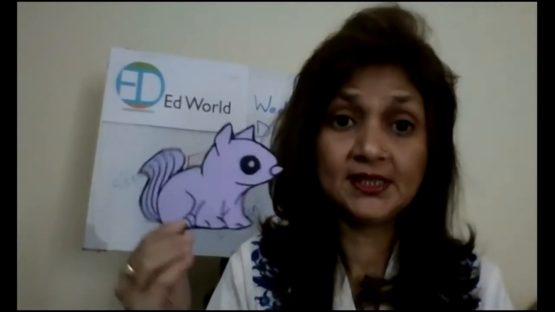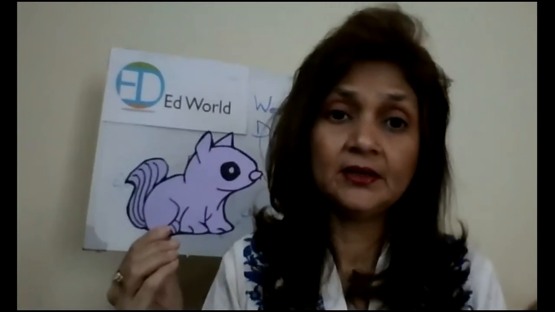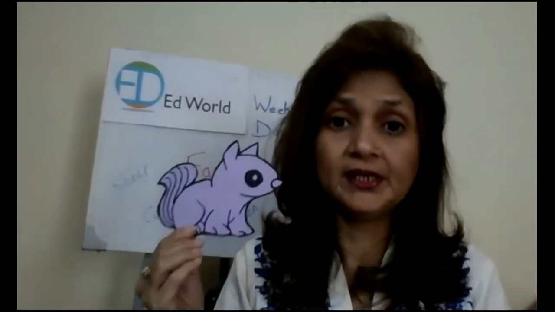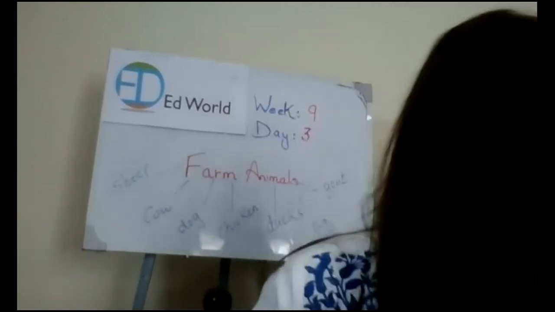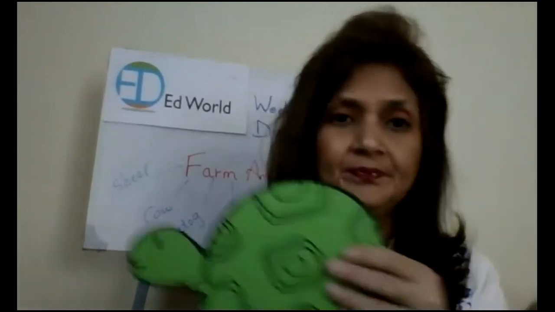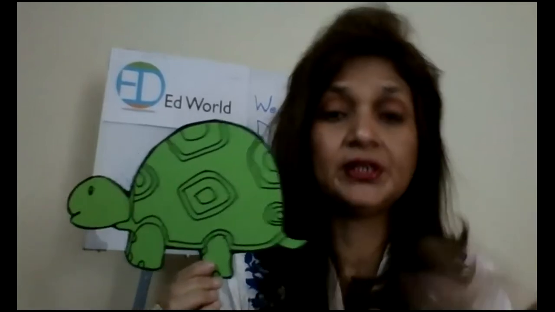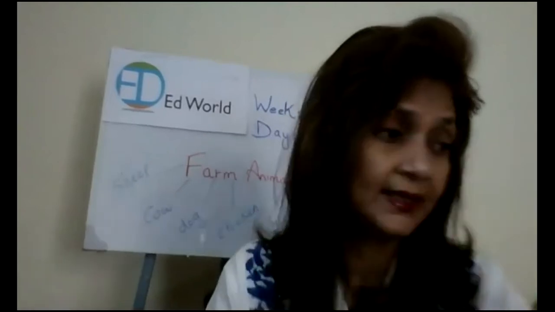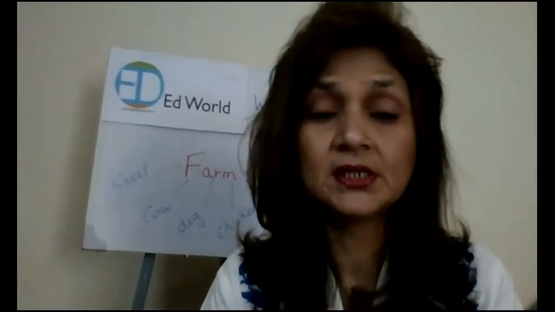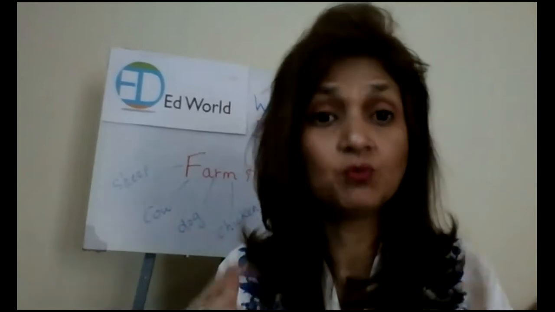Now, which is this animal? It's a squirrel. Again, where does a squirrel live? It lives on trees, and trees can be anywhere. Trees can be on a farm, in your garden, right? But it's a farm animal, right? This is a turtle. It lives in water as well as on land. It can live on a farm, it could live in a forest also, and it can live in the sea also, because turtles are land as well as water animals.